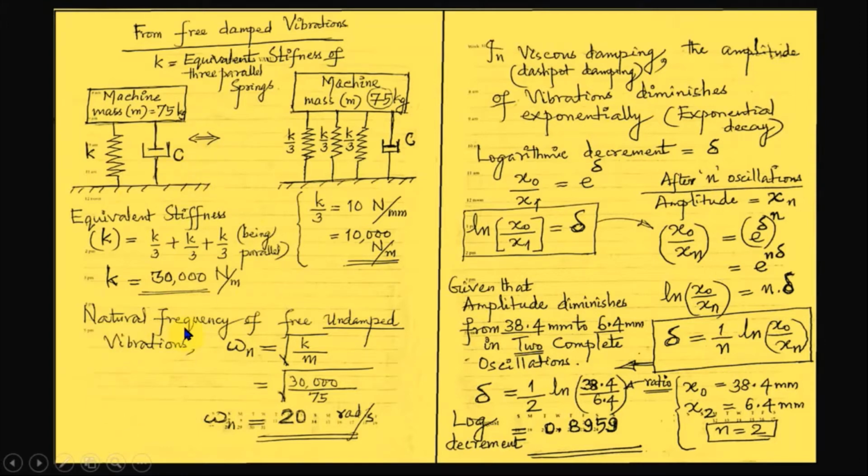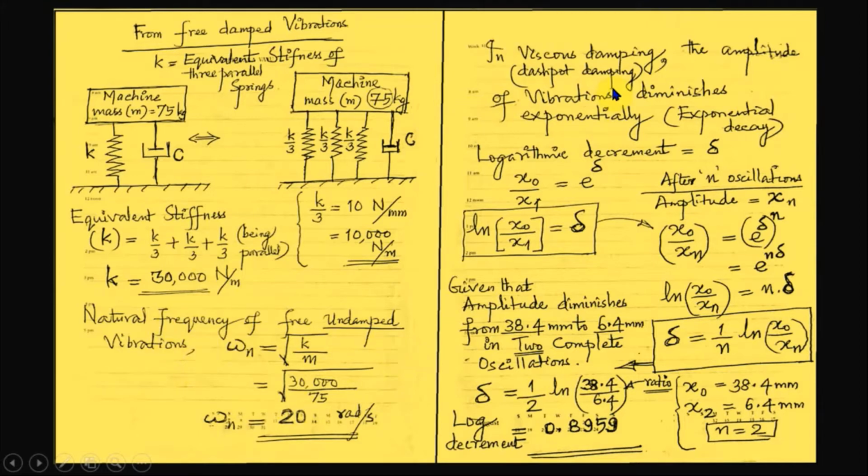Initially you can find out the natural frequency of free undamped vibrations. So omega n is equal to square root of k by m, where k is the equivalent stiffness, that is 30,000 Newton per meter, divided by mass of the vibrating body, that is 75. Whenever you use this relation, please make sure that the spring stiffness is in Newton per meter. So 30,000 divided by 75 and under root of that, you will get 20 radian per second. That is the natural frequency of free undamped vibrations.